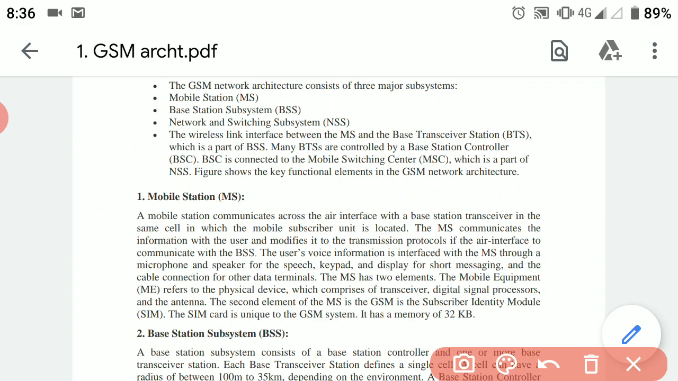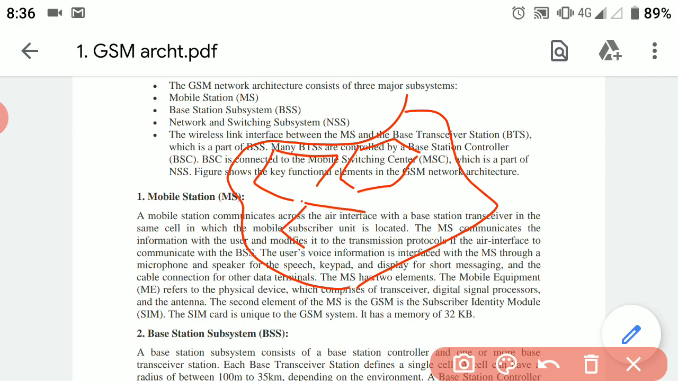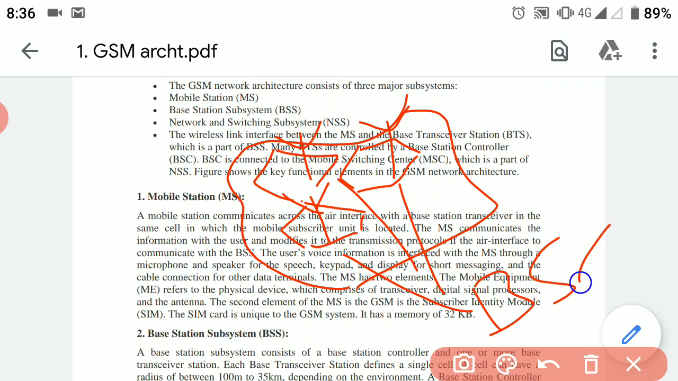We have actually divided our geographical region into different cells. These are hexagonal shaped cells, and these cells have their own BTSs, that is tower unit. These are BTS, and these BTS are controlled by BSC, that is base station controller.